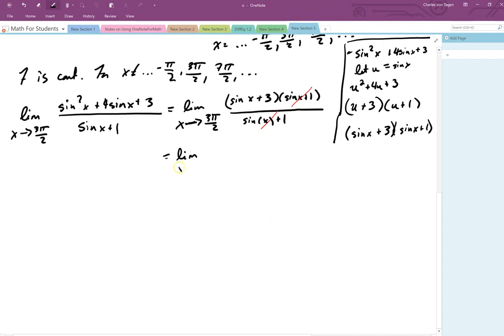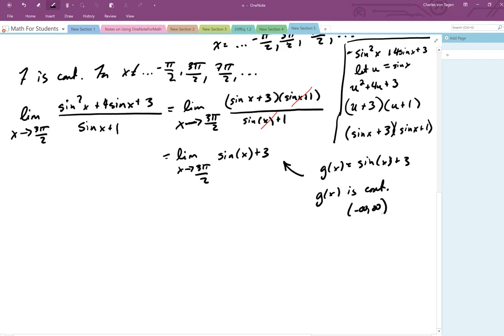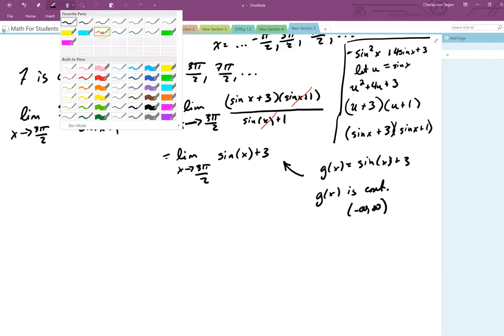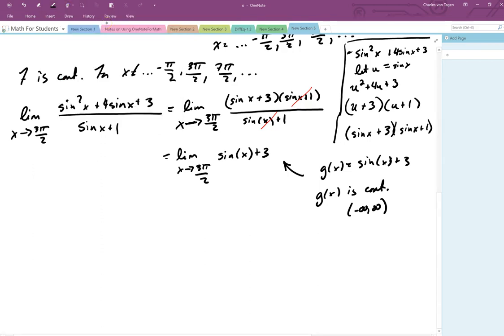That's nice, because now, once we write it in this reduced form, we have a new function here. We could say this is g of x equal to the sine of x plus 3, and g of x is continuous where? It's continuous from minus infinity to infinity. It's continuous at every value on the real number line. What does that mean? Well, remember what it means if I say g is continuous at x equals a. That means that g of a is equal to the limit as x approaches a of g of x.